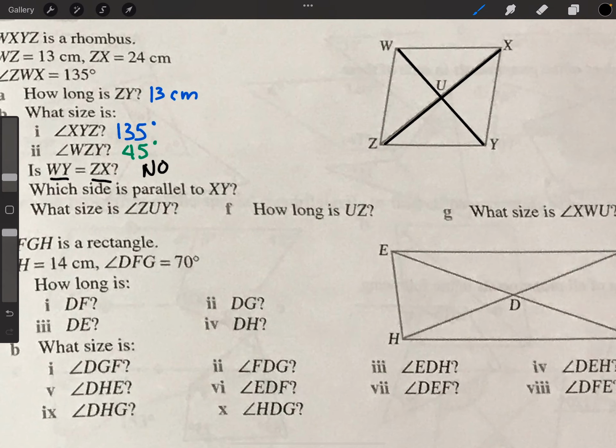Which side is parallel to XY? XY is this one. Which one is parallel to that? That must be this one, which is WZ.